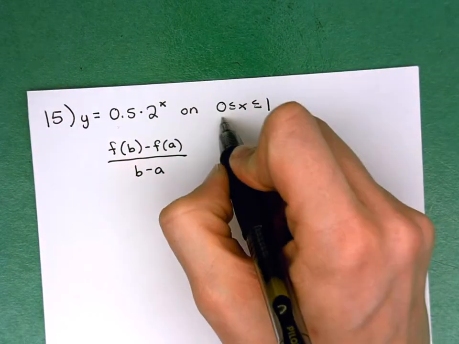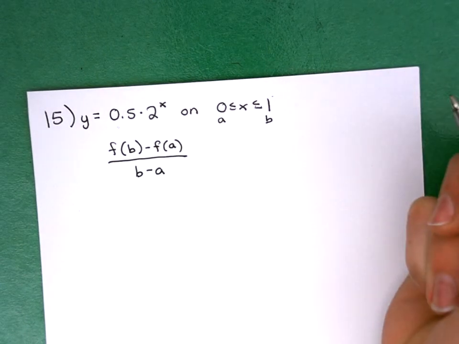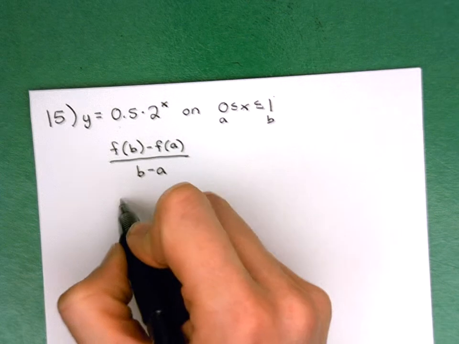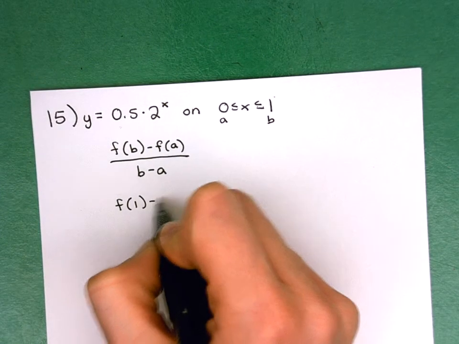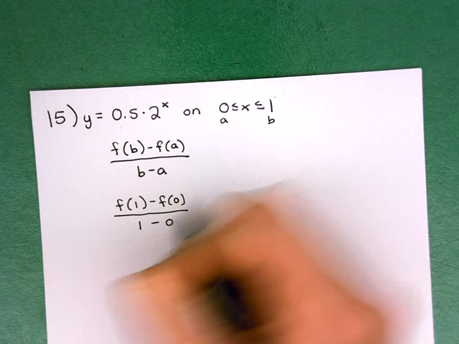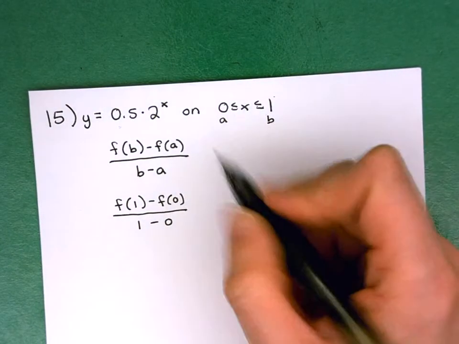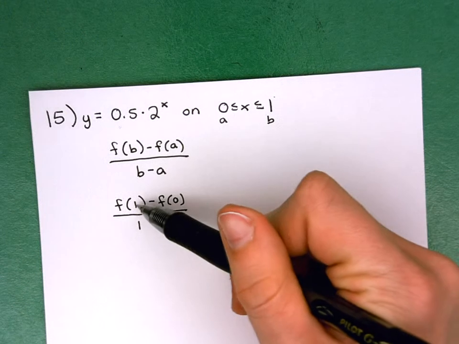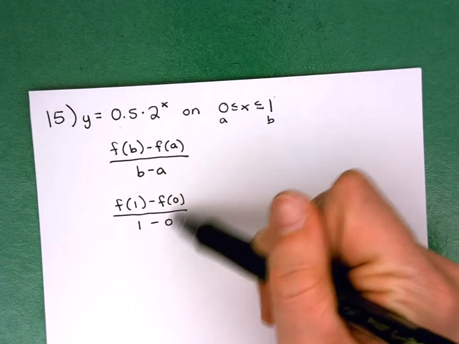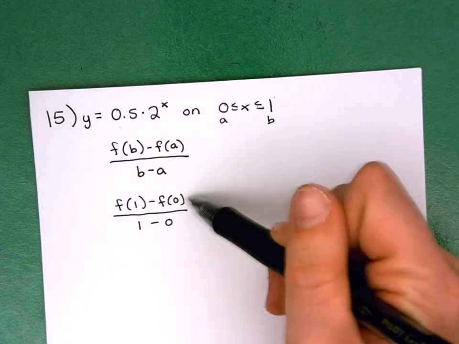Okay, and again, doesn't matter which is your a and which is your b. I generally like making the bigger one my b. This is going to be f of 1 minus f of 0 all over 1 minus 0, since I made my 1 b and my 0 a. And again, the thing you're going to want to always double check is that these numbers match. We don't want f of 1 over 0 or f of 0 over 1.